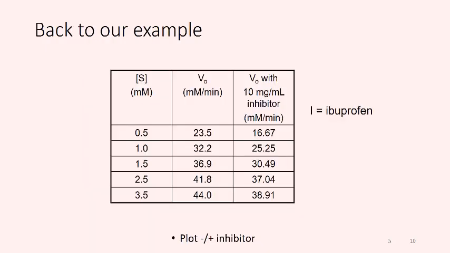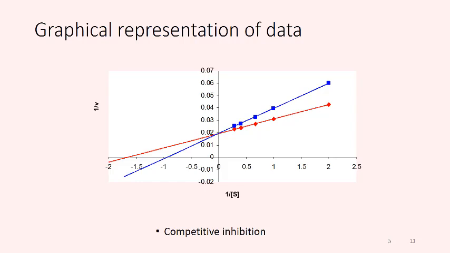If we look back at those data that we had on the previous PowerPoint and then added an inhibitor, this is an example of what we might see. We could graph the double reciprocal plots of the enzyme both with and without inhibitor and get the following graph. One important thing to note is that the line with the enzyme in the presence of inhibitor, again, will always be above that of the enzyme without the inhibitor.